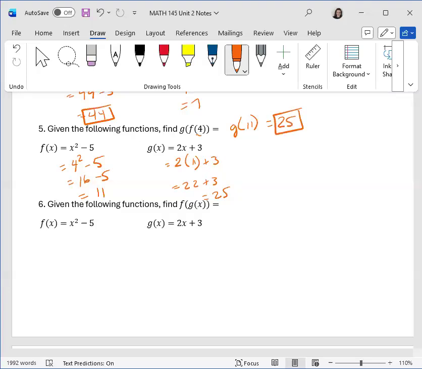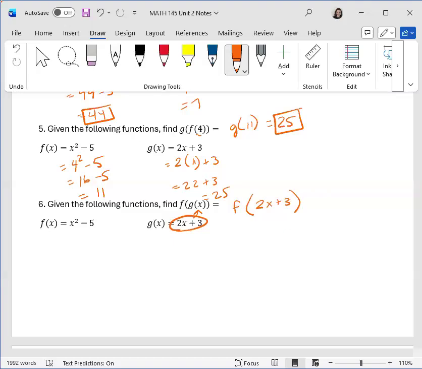The next example, f of g of x. So I'm not really substituting a value in for x. I am just going to replace g of x. So we know that g of x is equal to the expression 2x plus 3. So that is what I'm going to substitute into that parenthesis. So f of g of x is equal to f of 2x plus 3.